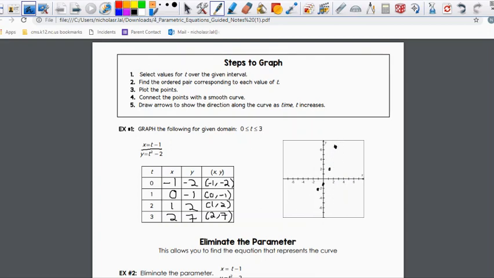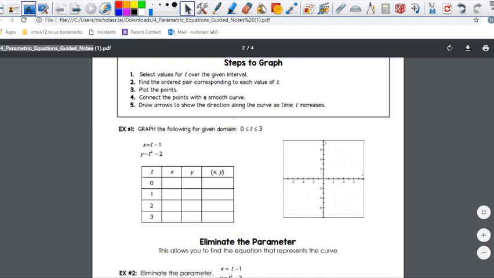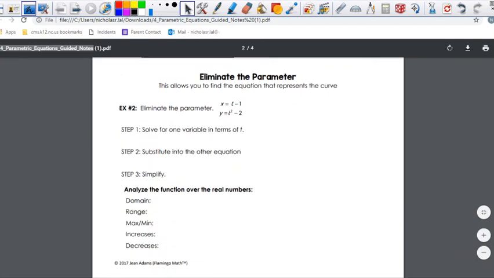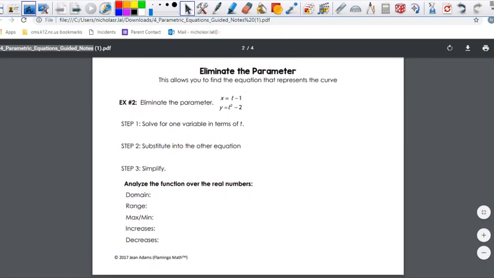All right, so we're going to connect these points with a smooth curve, and we're going to draw arrows to indicate the direction of time. So these arrows indicate the direction of time. So this is graphing parametric equations. Eliminating the parameter. This allows you to find the equation that represents the curve.